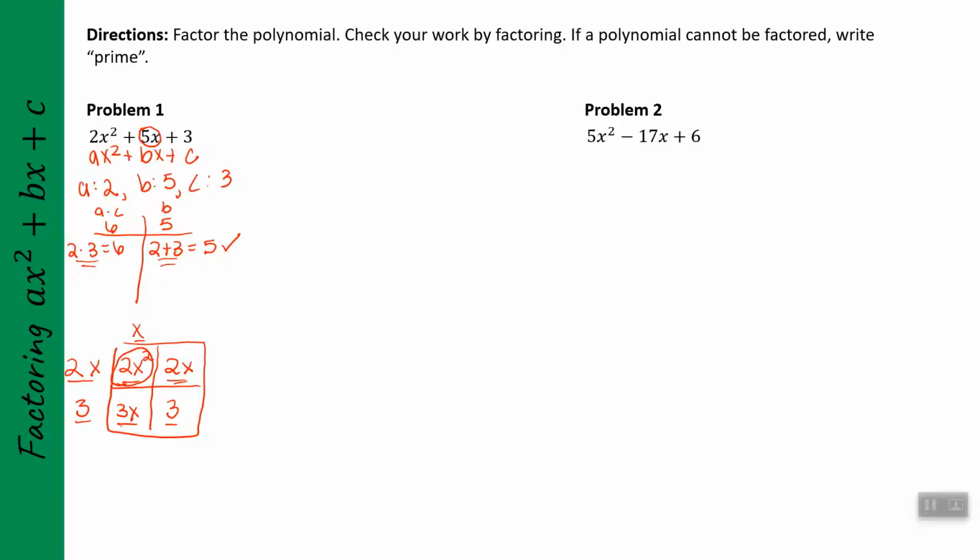2x times what is 2x? They're already exactly the same, so to multiply something and get the exact same product, we multiply it times 1.